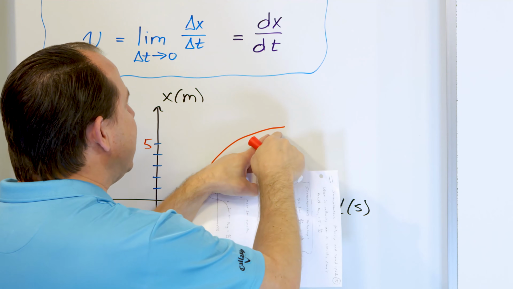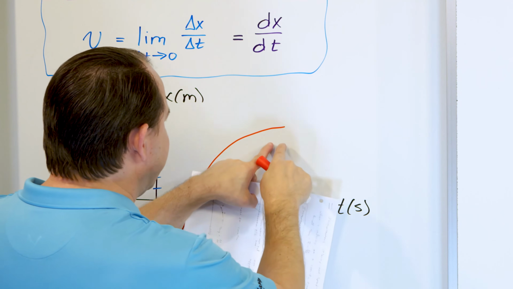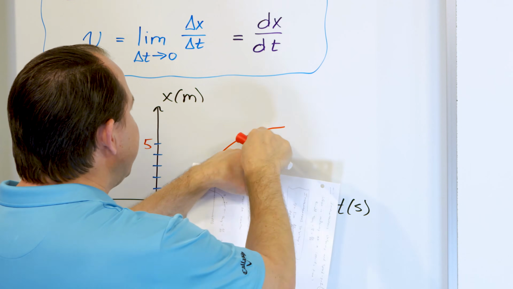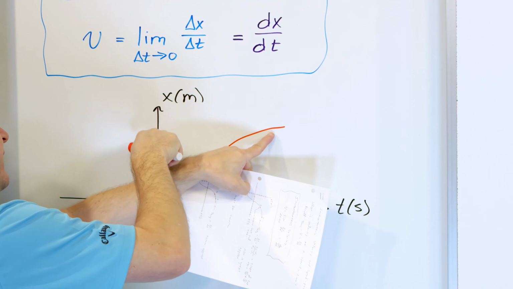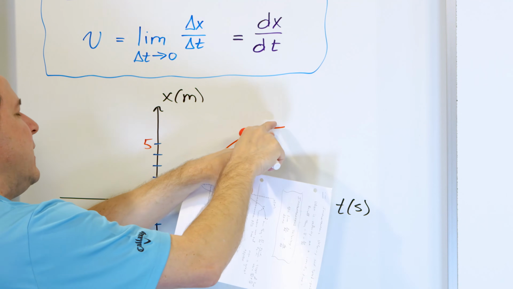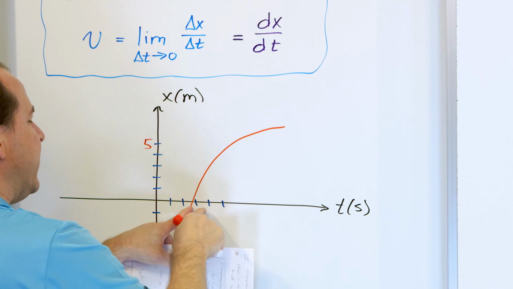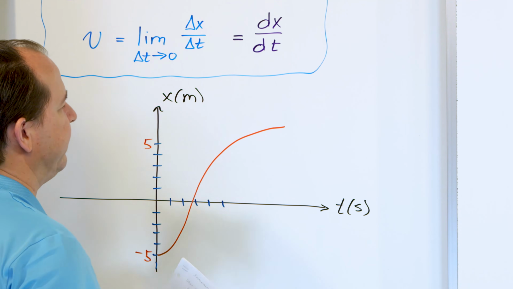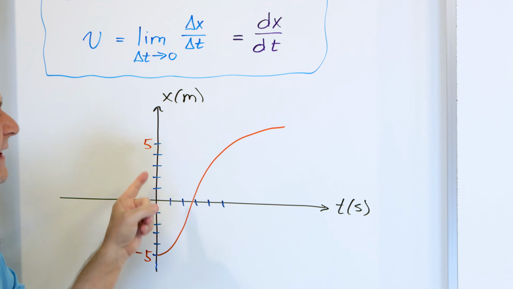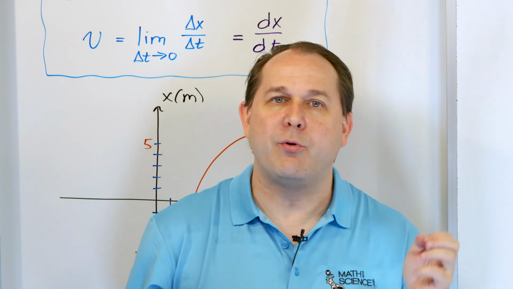And the way you know that is because, if you pick 2 seconds here, it doesn't travel very far, because this is the distance over here. It doesn't go very far up. So it's not covering very much distance in 1 second, whereas here, it's covering a very large distance. So clearly, the velocity is not the same at every point in this curve.